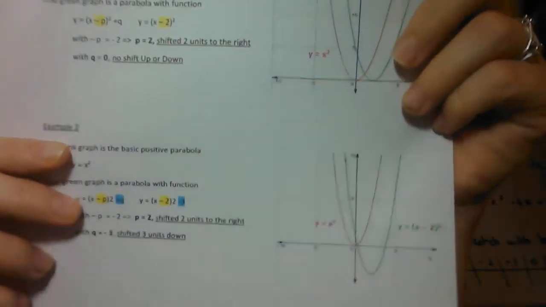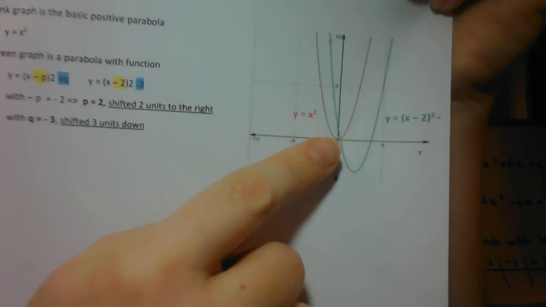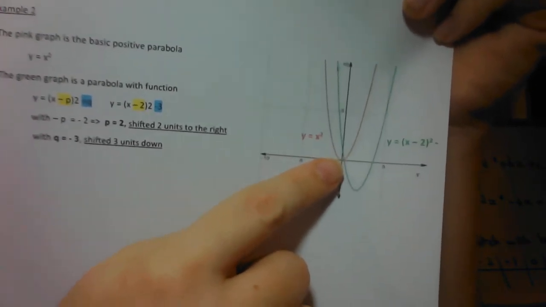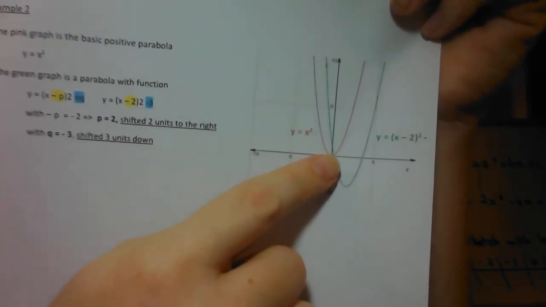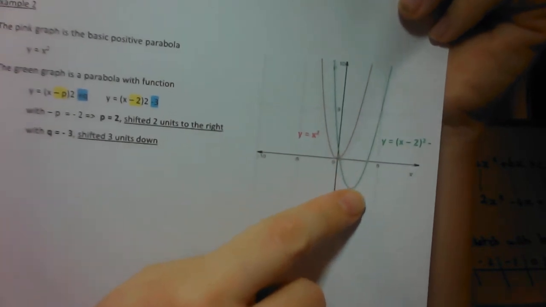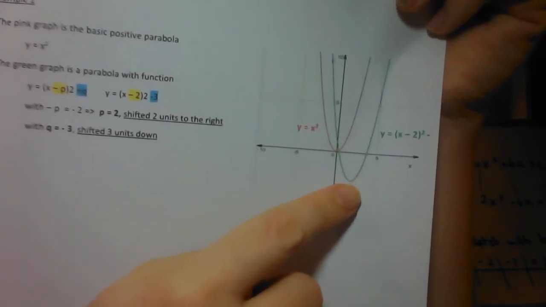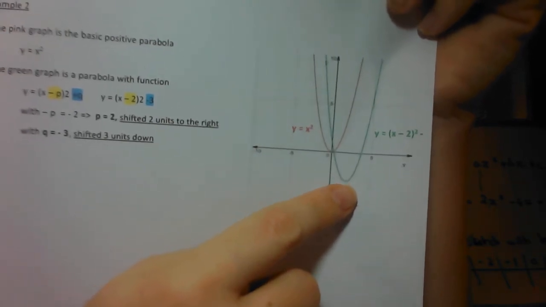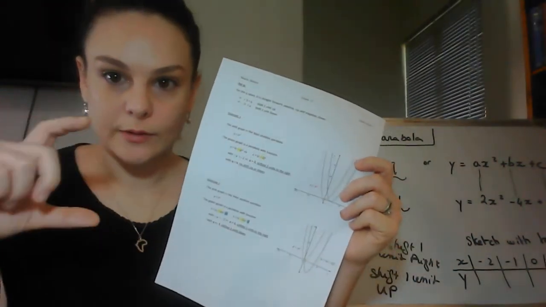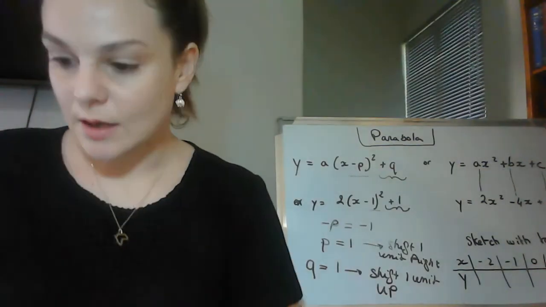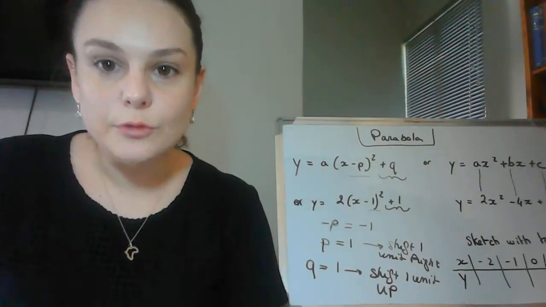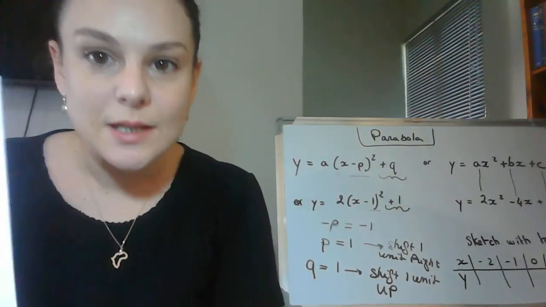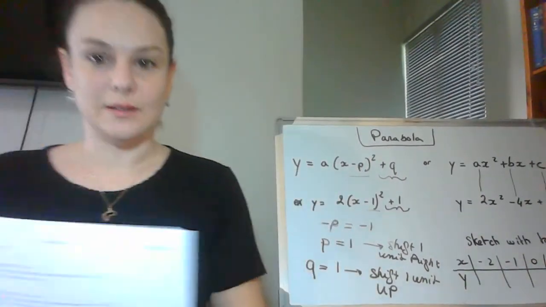Let's compare the two graphs. The pink one is the original x squared, and if I'm shifting 2 units to the right and 3 units down, I'm getting the green line. (x minus 2) squared minus 3. So you see, p right left and q up down. So you just need to read what is the coefficient, what is the value for p and q, and you will see how it is shifted.